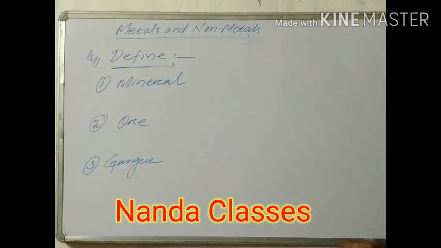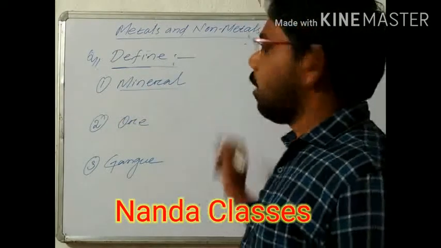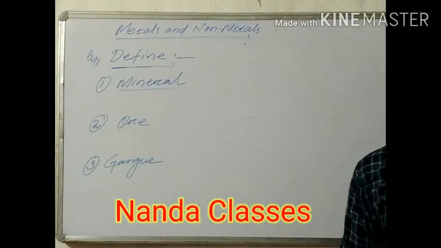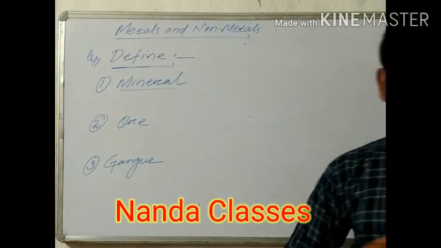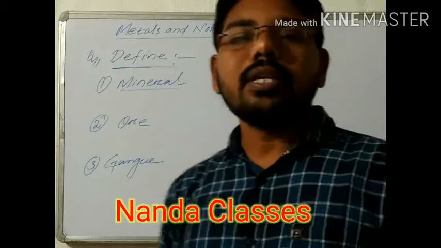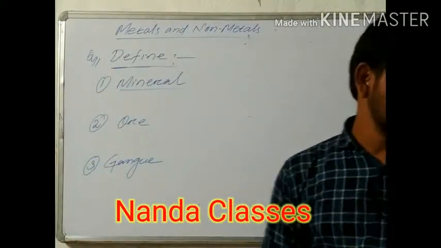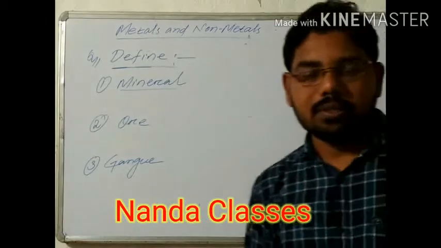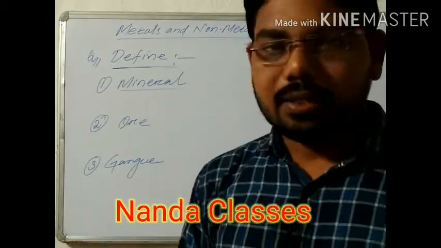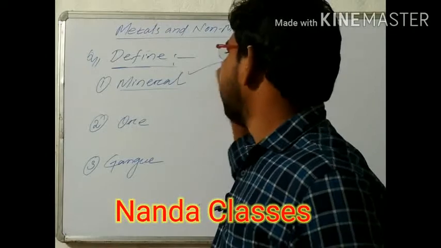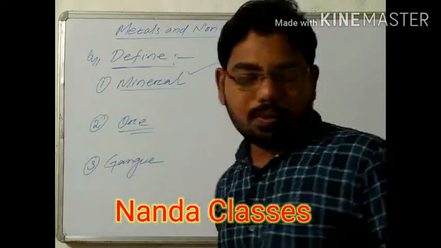So first one, what are minerals? Minerals are naturally occurring elements or compounds which are found in the earth's crust. Those found in the earth's crust are known as minerals.